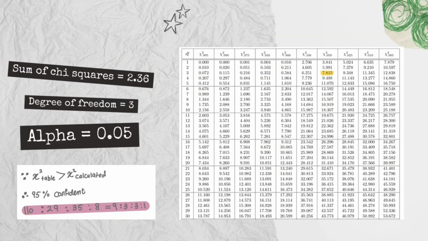The sum of chi-squares is 2.36, with a degree of freedom of 3 and alpha value of 0.05. The critical value from the chi-square table is 7.815. Since the critical value is greater than the calculated value, we are 95% confident that our ratio matches the expected ratio of 9:3:3:1.